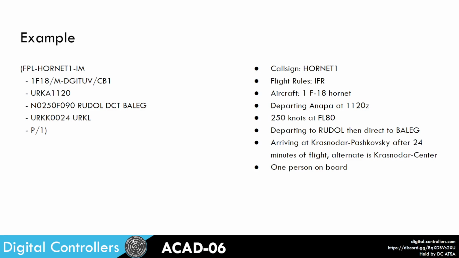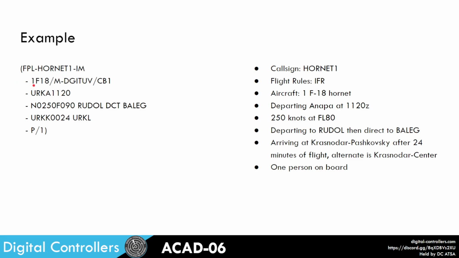So here we have a full example flight plan. The first section of this, the FPL, indicates that this is a flight plan. Then we have the Hornet 1, which is the aircraft's call sign. We then have the letters IM. The I here indicates they will be IFR, and the M indicates that this is a military flight.